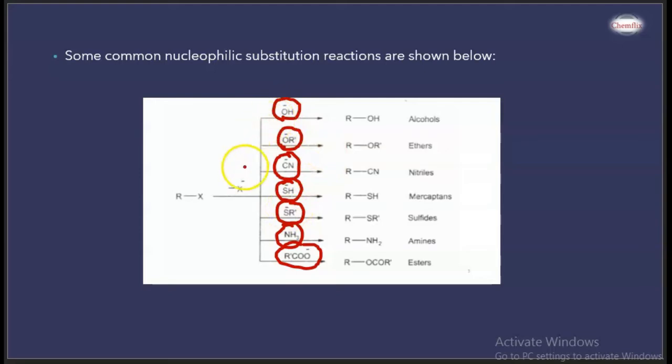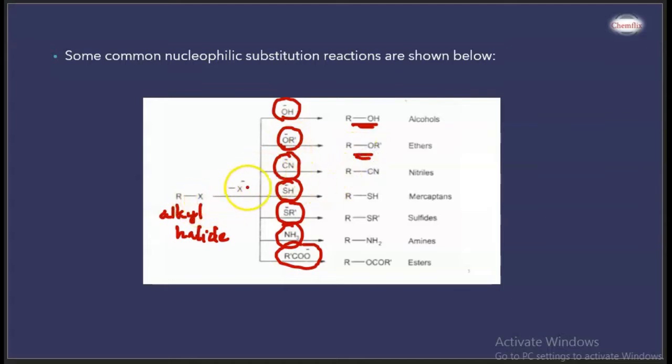Whenever a nucleophile comes in contact with an alkyl halide, substitution occurs. When RX comes in contact with OH minus, the X minus is the leaving group, the halide, and you will get ROH as the product, an alcohol. And in the other case, an ether.